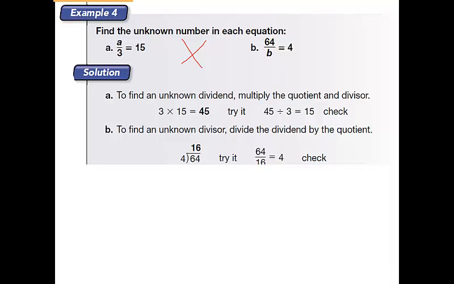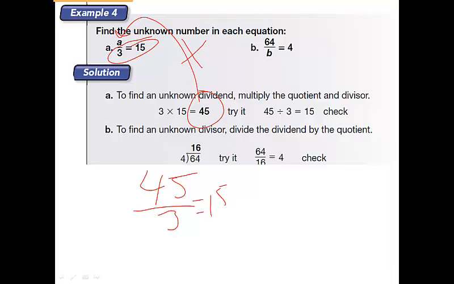To find the unknown dividend, we're going to multiply the quotient and the divisor. So if we take our 3 and our 15 here and we multiply them together, we get 45. 45 is our A up here. So really our problem is 45 divided by 3 equals 15. And that's our answer for A is 45. And we can see that that works because 3 does go into 45 15 times.